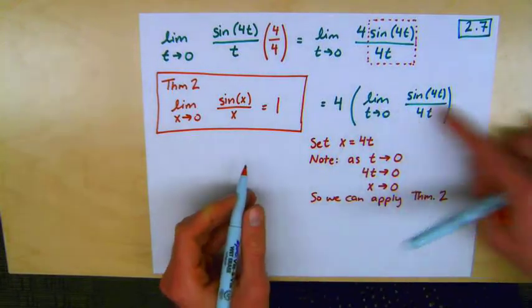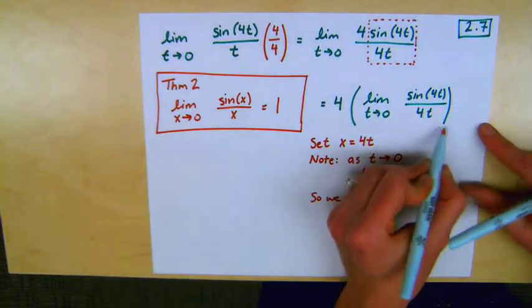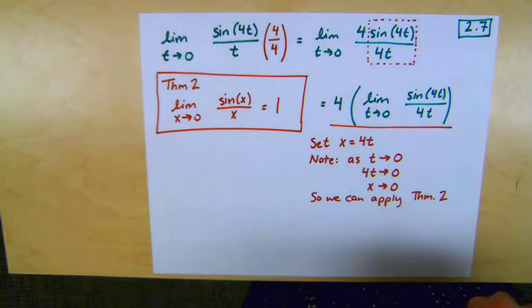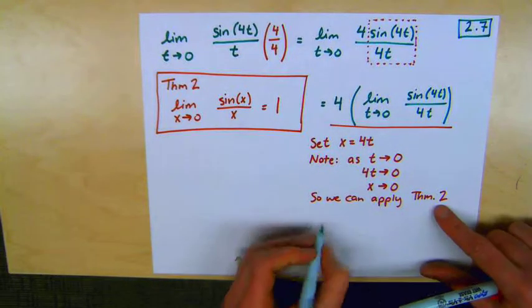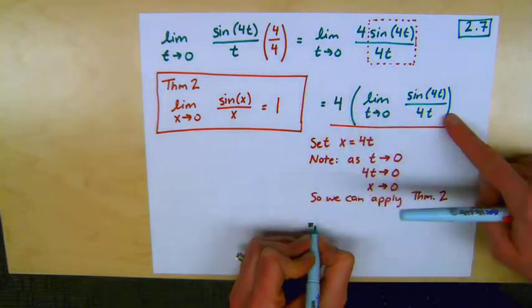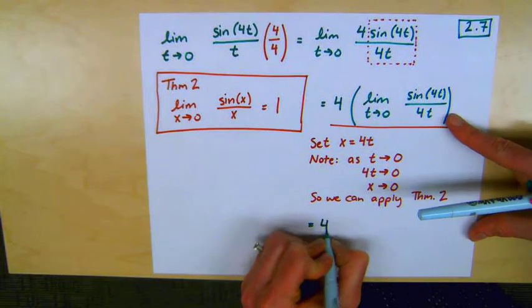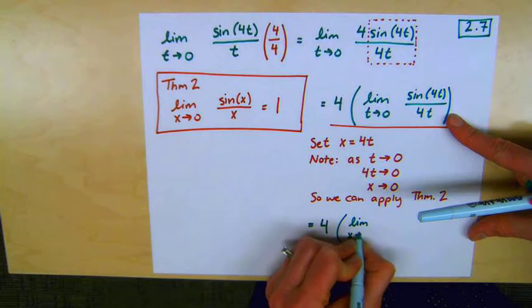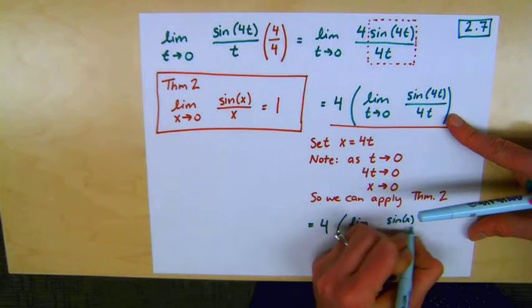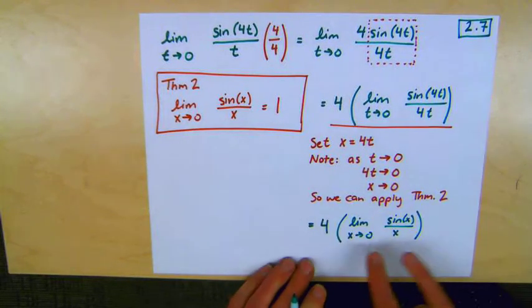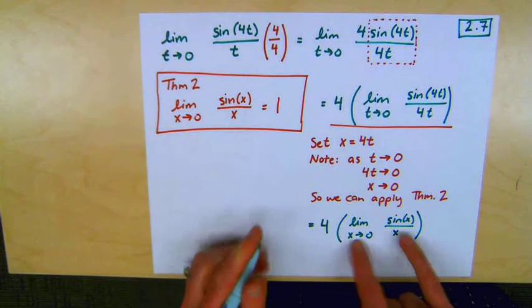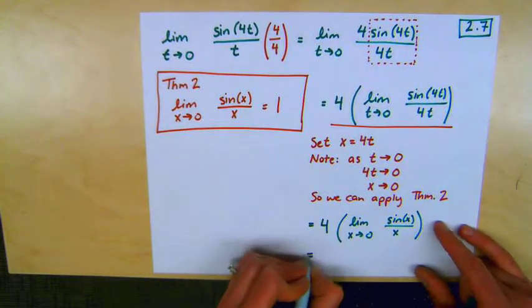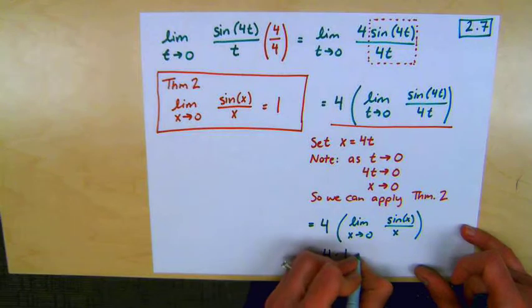And I'm going to rewrite this equation up here in terms of x's. So I'm going to rewrite this, that this limit up here is exactly equal to 4 times the limit as x approaches 0 of sine of x divided by x. And by Theorem 2, we know that this limit is equal to 1, so we get 4 times 1, which is equal to 4.